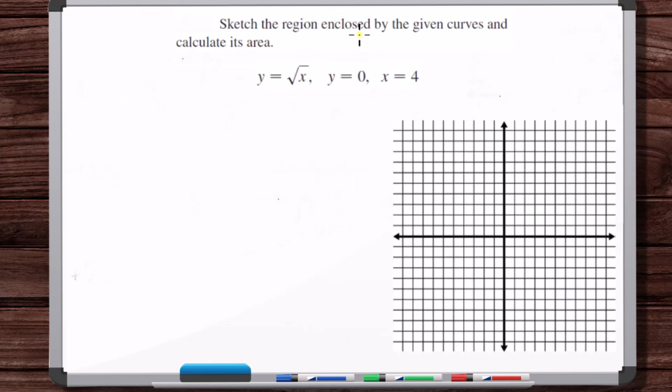Okay, sketch the region enclosed by the given curves and calculate its area. So, all right, x is equal to 4. 1, 2, 3, 4. There's the curve x is equal to 4. y is equal to 0 is the x-axis. And then y is equal to the square root of x. So it's 0, 0. And then, where does it pass through x is equal to 4? When x is equal to 4, square root of x is equal to 2. So it passes through right here. When x is equal to 1, it's right there.